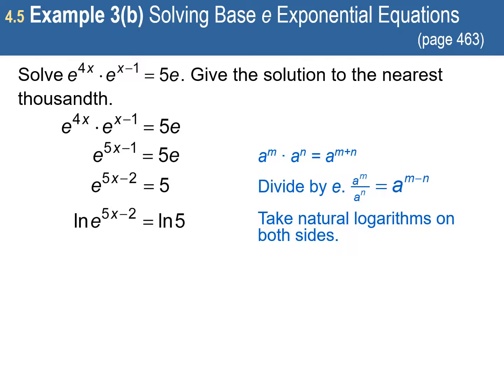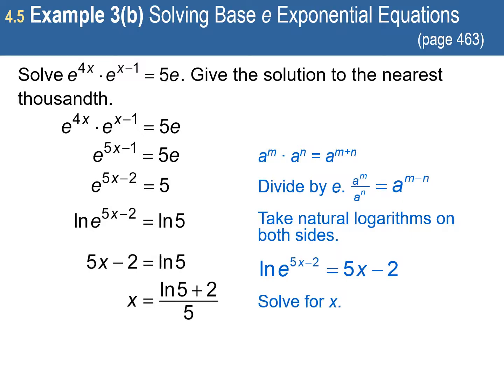So I have e to the 5x minus 2 is equal to 5. Now I want to take the natural log of both sides. That will give me 5x minus 2 is equal to log of 5. And now I solve for x. So x is log of 5 plus 2, over 5. To round to the nearest thousandth, you need a calculator, and it's 0.722.